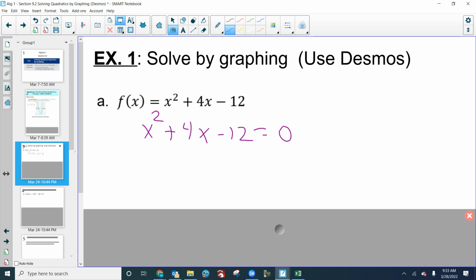Look on your graph. What did you get? We got 2 answers, right? What were they? -6 should go first because it's smallest, then 2. Now, that's not an ordered pair. That's where my parabola hits the x-axis in 2 spots there. Now, guys, look here. What does that mean?